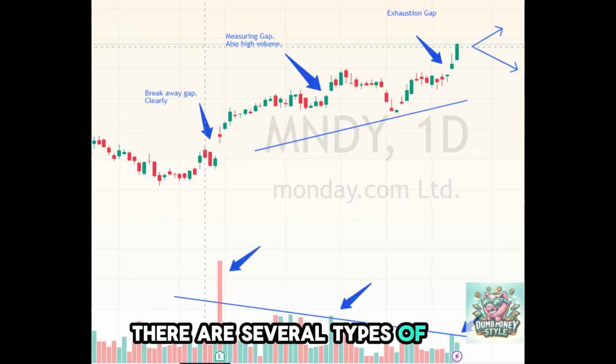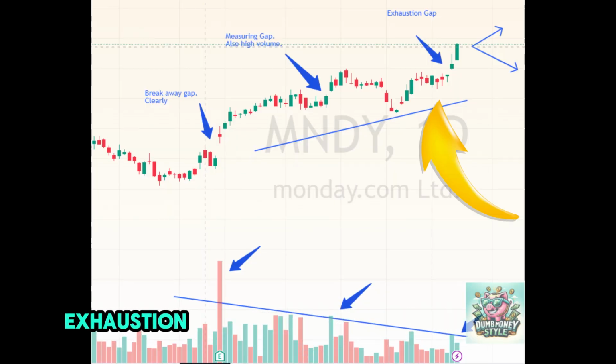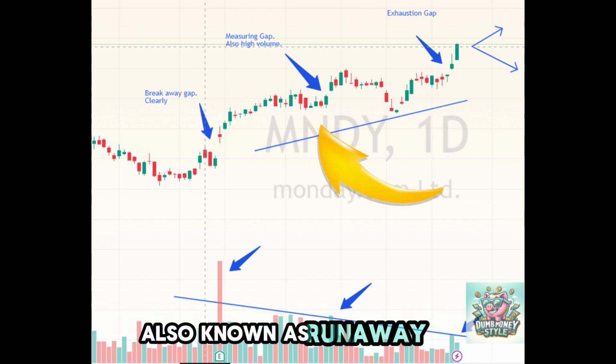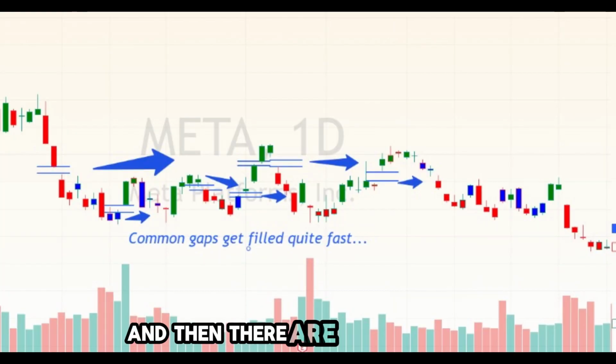There are several types of gaps. Breakaway gaps signal the start of a new trend. Exhaustion gaps suggest a trend might be ending. Measuring gaps, also known as runaway gaps, hint at the continuation of a trend. And then, there are common gaps, which are usually not significant.